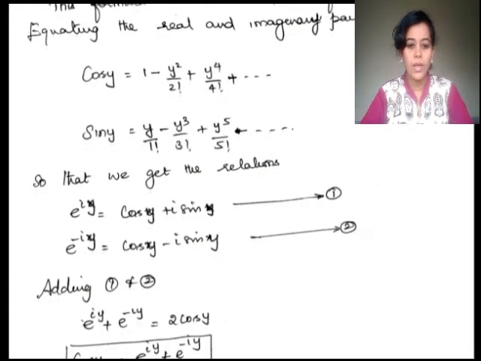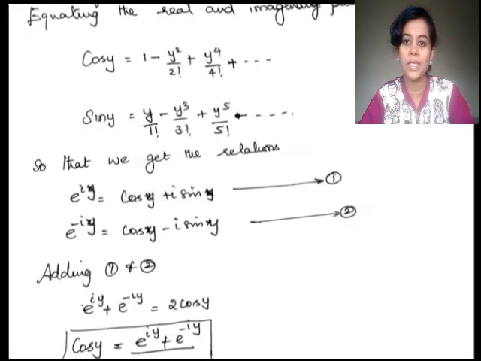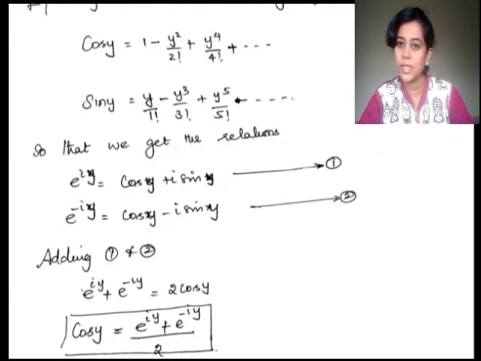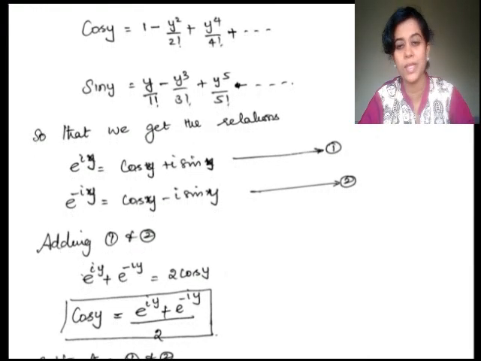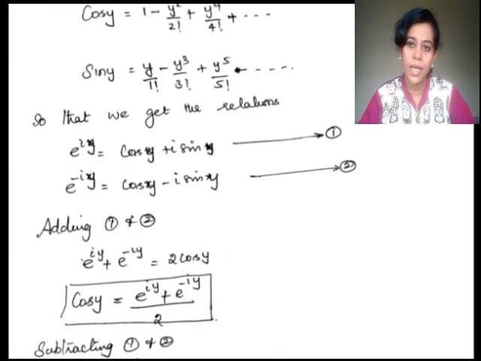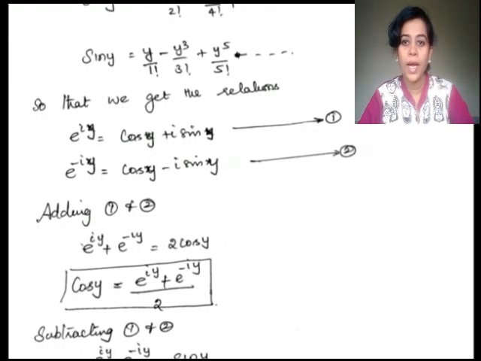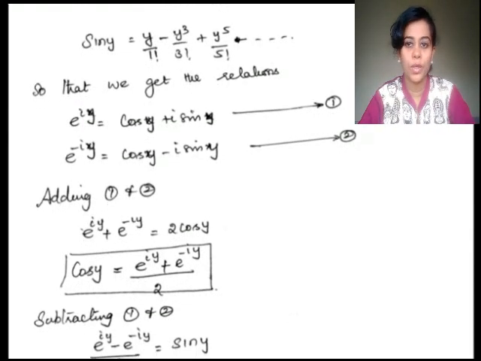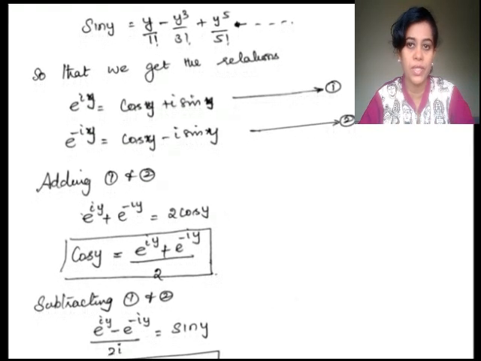Equating the real and imaginary parts, we get cos y is equal to 1 minus y square by 2 factorial plus y power 4 by 4 factorial plus etc., and sin y is equal to y by 1 factorial minus y cube by 3 factorial plus y power 5 by 5 factorial plus etc. By these two equations, we can conclude that e power iy is equal to cos y plus i sin y, and e power minus iy is equal to cos y minus i sin y. Let me number these two as equations 1 and 2.